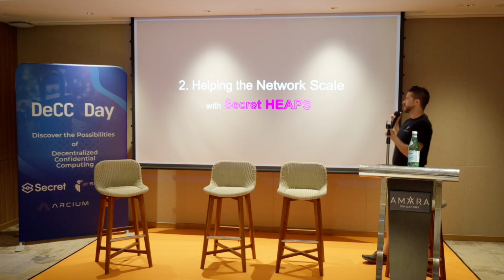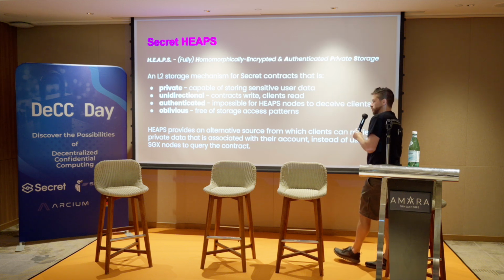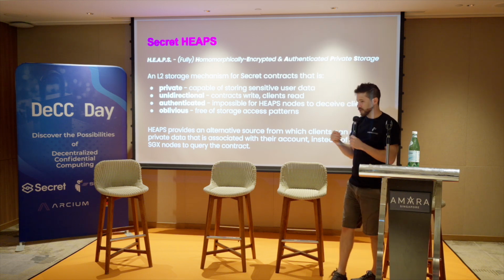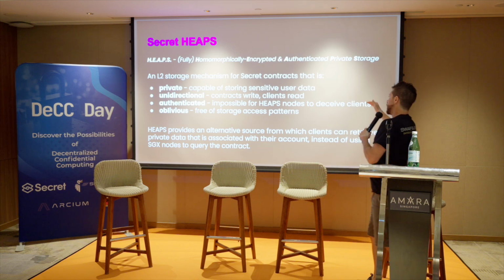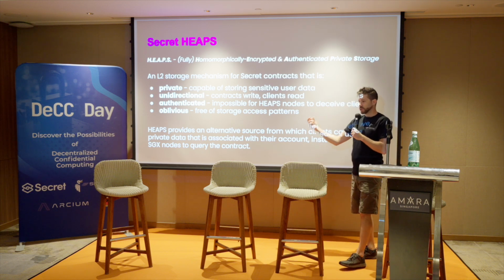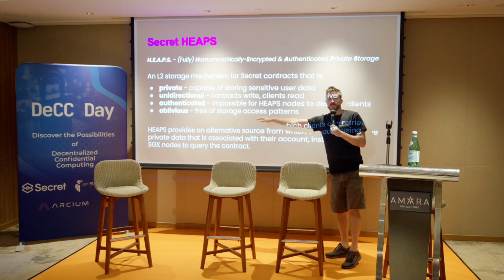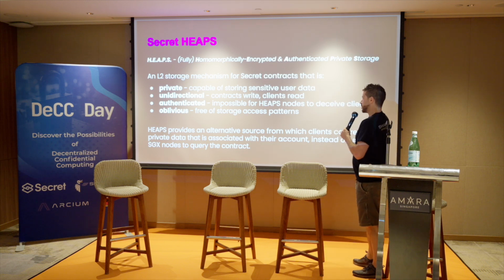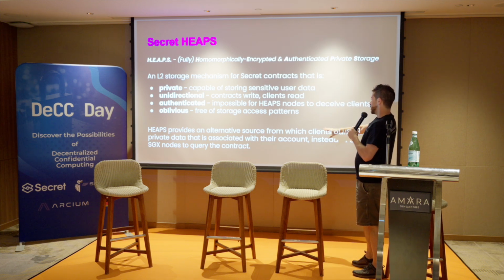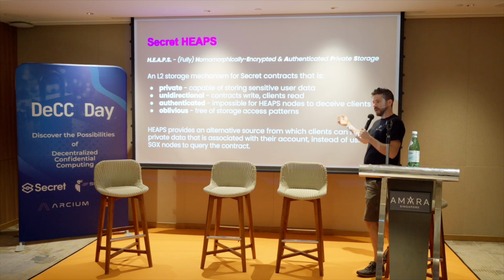Okay, and now the exciting part, secret heaps. So next slide. So HEAPS stands for fully homomorphically encrypted and authenticated private storage. It is a layer 2 storage mechanism specifically for Secret Network that creates a private and unidirectional authenticated oblivious storage outside of the trusted execution environment. By oblivious, what that means is that we're avoiding storage access patterns, which I talked about in the first part. And so HEAPS is basically, you can think of it as like a cache outside of trusted execution environments. Next slide.